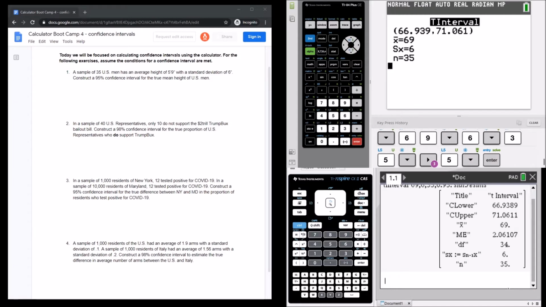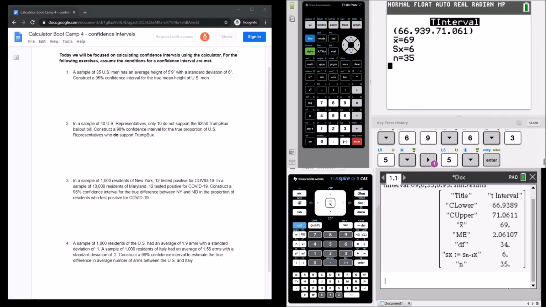Okay, we're going to turn our attention back to the 84 and we're going to look at question number 2. Now in this one, in a sample of 40 US representatives, only 10 do not support the bailout bill for the coronavirus that's giving money to US citizens and money to businesses and some other stuff. So in a sample of 40, we had 10 that do not support this bill. And we're trying to construct a 98% confidence interval for the true proportion of US representatives who do support Trump bucks.